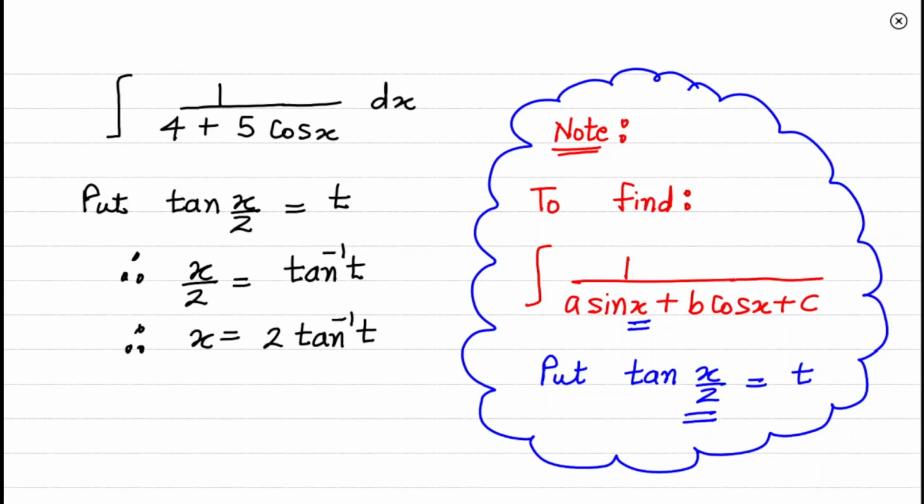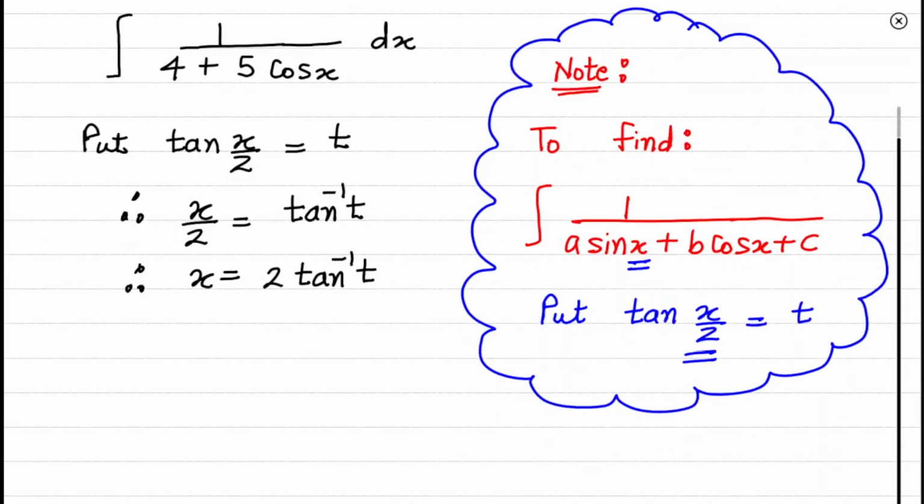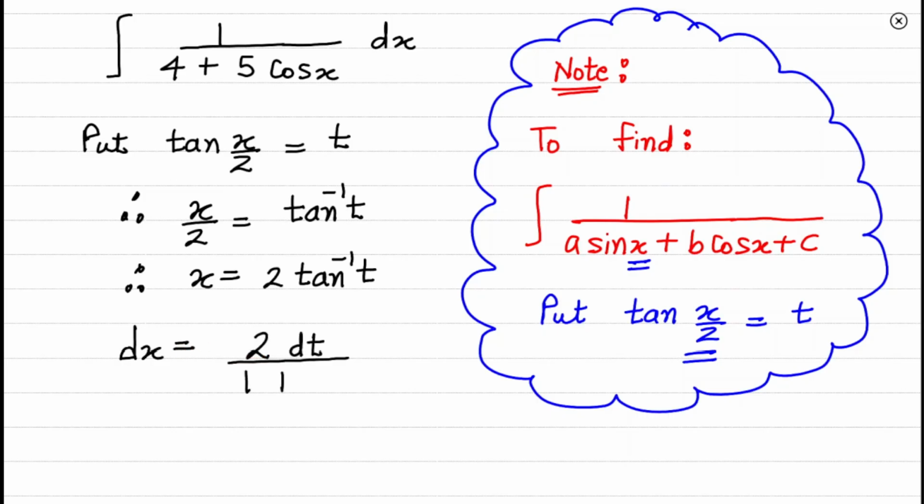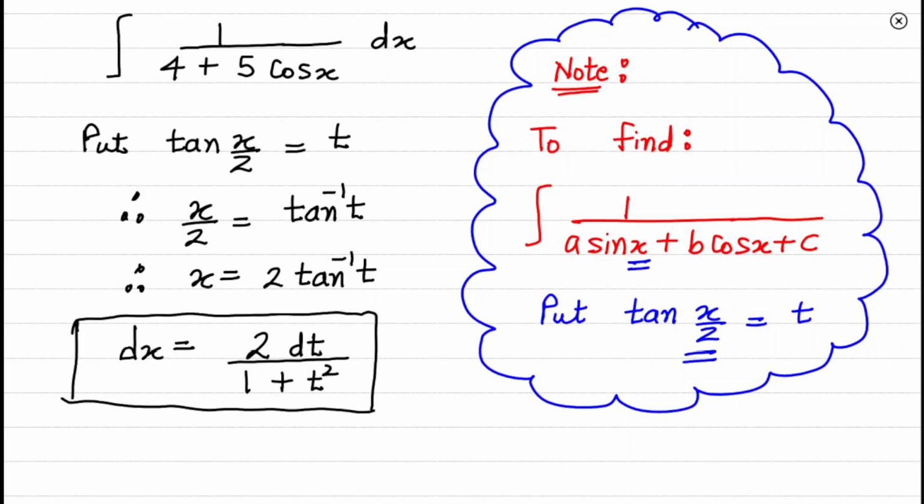After finding the value of x, what you do is differentiate both the sides. If you differentiate both the sides, we need to find the value of dx. So we get dx is equal to 2 dt divided by 1 plus t square, because the differentiation of tan inverse t is 1 over 1 plus t square, which is why we have the value of dx as 2 dt over 1 plus t square.